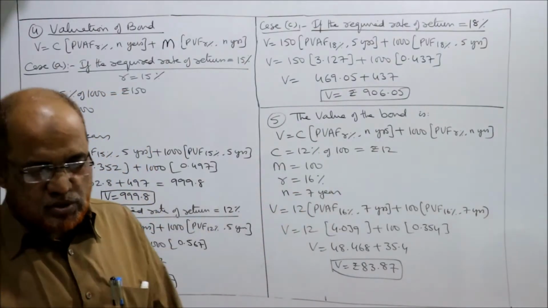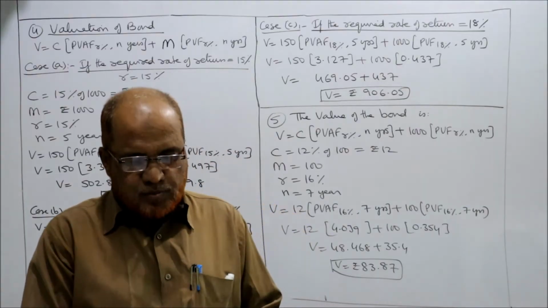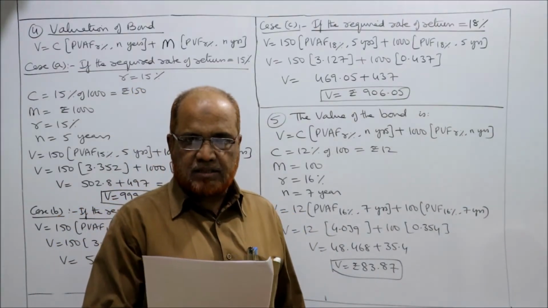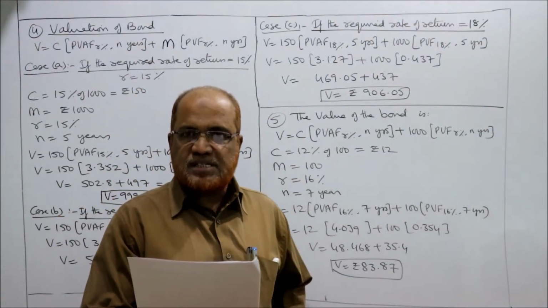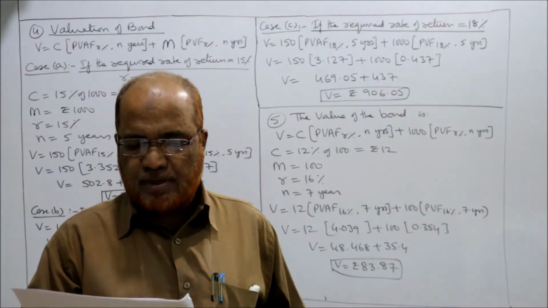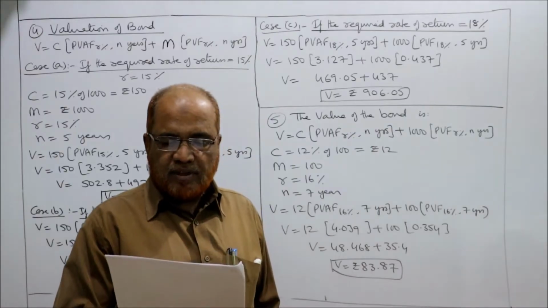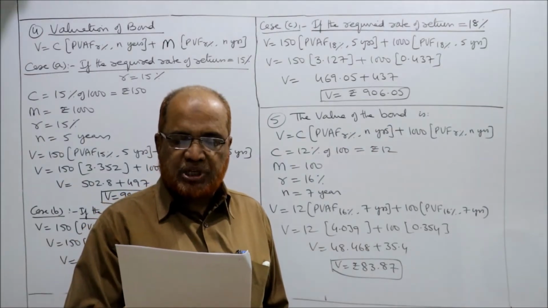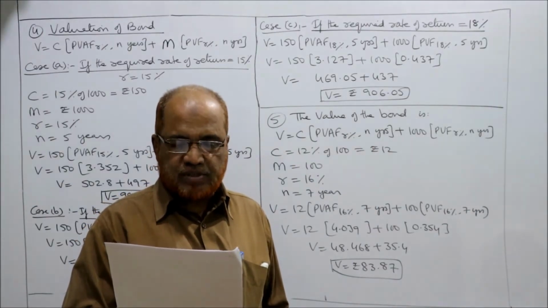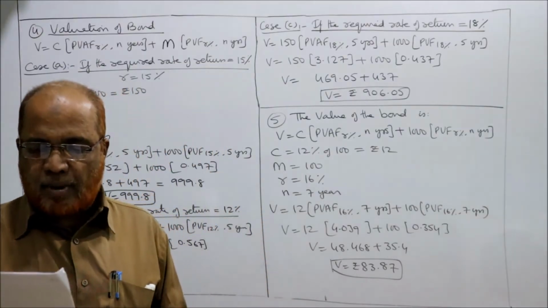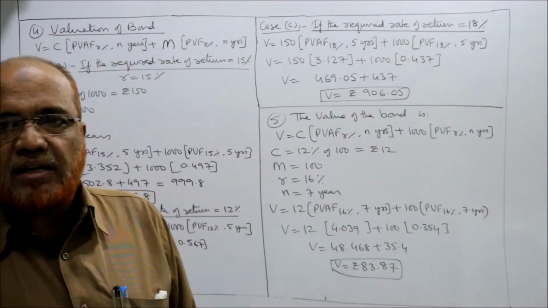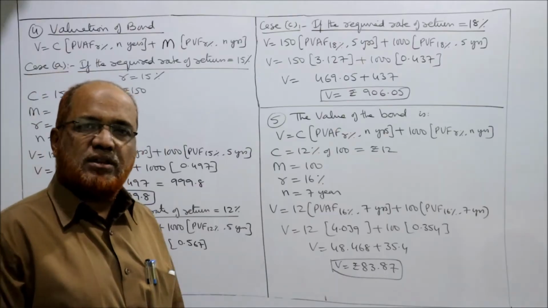Now fifth problem, you see. A company's bond has a par value of ₹100. Face value. Matures in 7 years. N is equal to 7. Carries a coupon rate of 12% annually. If the required rate of return on this bond is 16%, R is equal to 16%, what price will the bond command in the marketplace? What could be the price of this bond in the market?